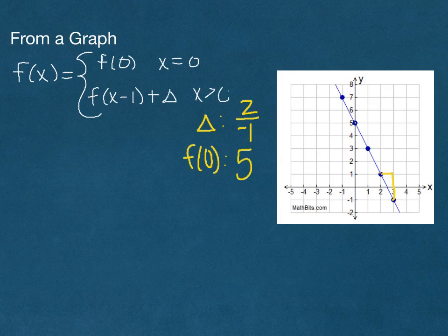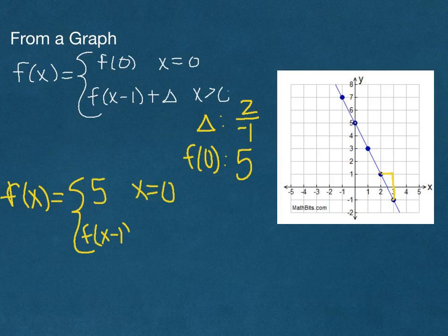So I need to go ahead and plug this into my equation. f(x) equals, inside of my f(0), it is a 5, when x equals 0, f(x − 1) plus, instead of my delta, we found that to be 2 over negative 1, when x is greater than 0. And that's your final answer.